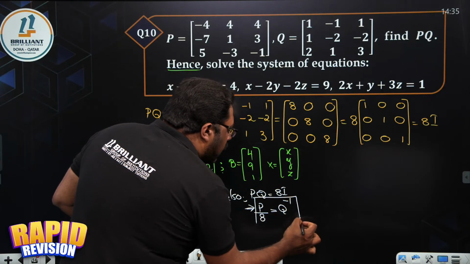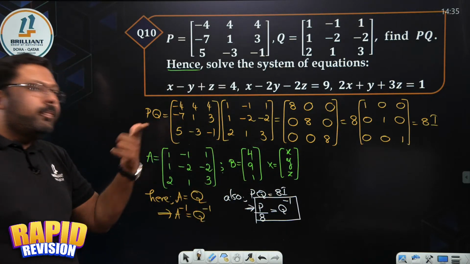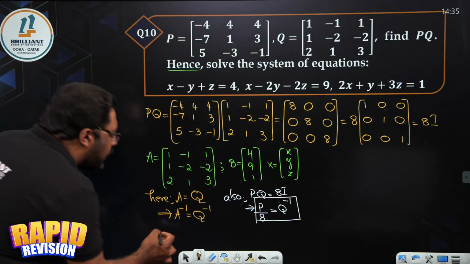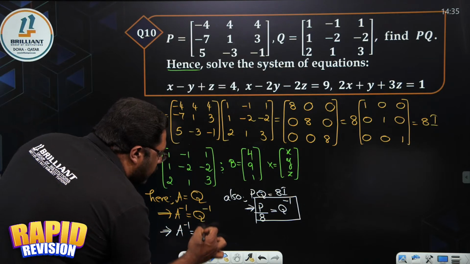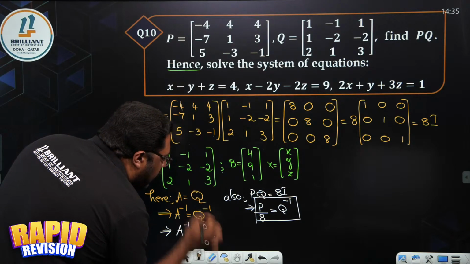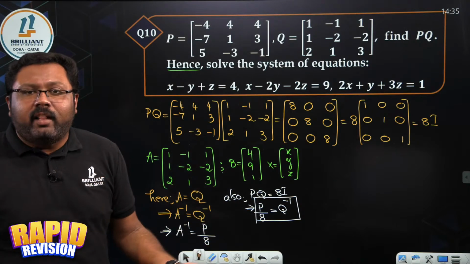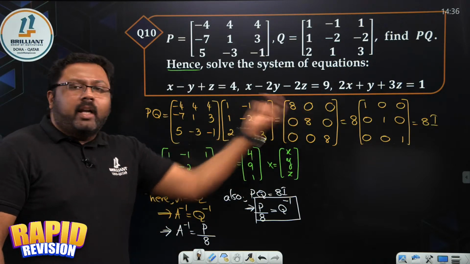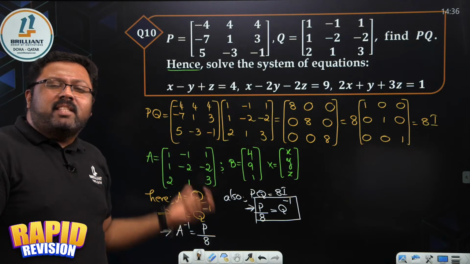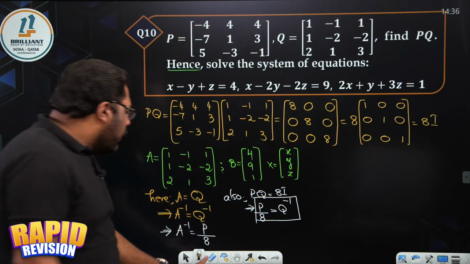That's the most powerful conversion. Substitute that over here. So what is A inverse? Which is Q inverse, which is P by 8. So I'm literally not finding the inverse of the matrix here. I, by using the product relationship, establish that Q inverse is P by 8.